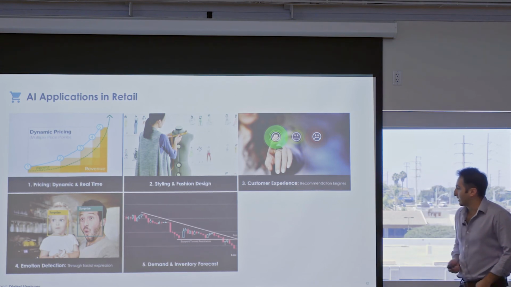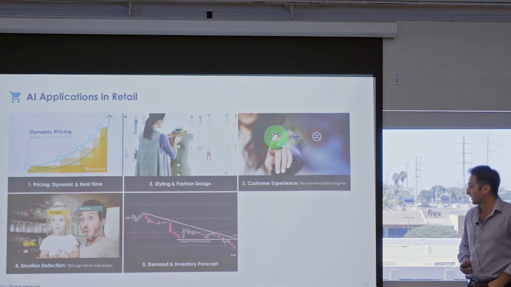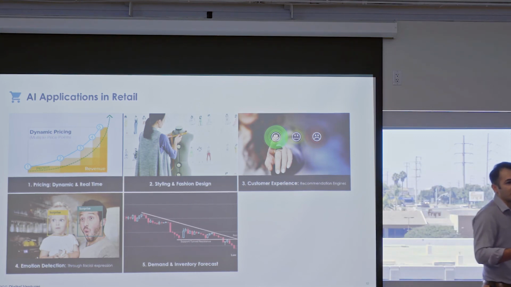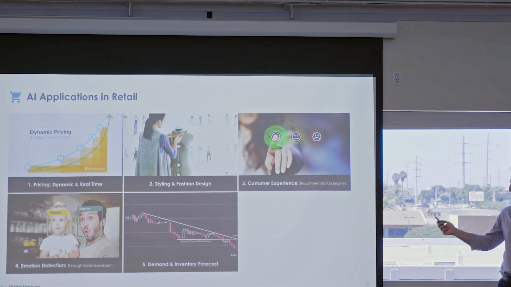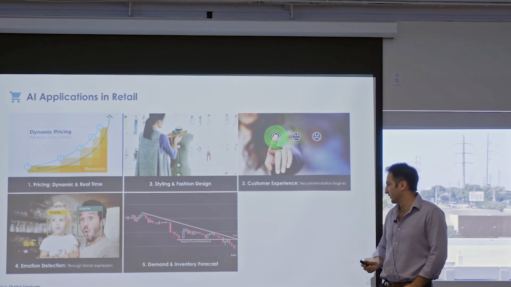Another very important use case for AI in retail is demand and inventory forecasting, trying to see how many of these items we're going to buy in the near future or in the next few months, and based on that, predicting inventory and demand.